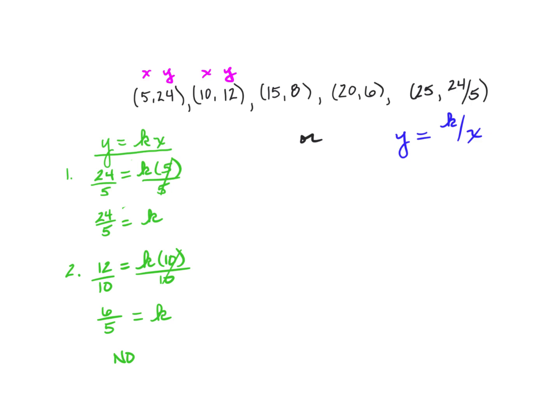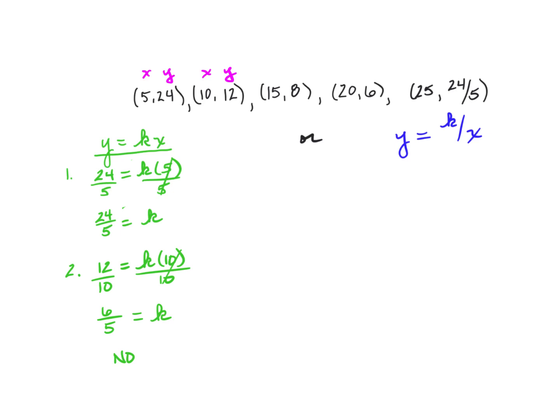So then I did it again, and I just chose the next point, which is 10, 12. So I plug 12 in for y and 10 in for x, and I solve for k by dividing by 10. And you can see that I get 12 over 10, but that reduces to 6 over 5. And we see that 6 over 5 does not equal 24 over 5. So this cannot be the correct relationship.